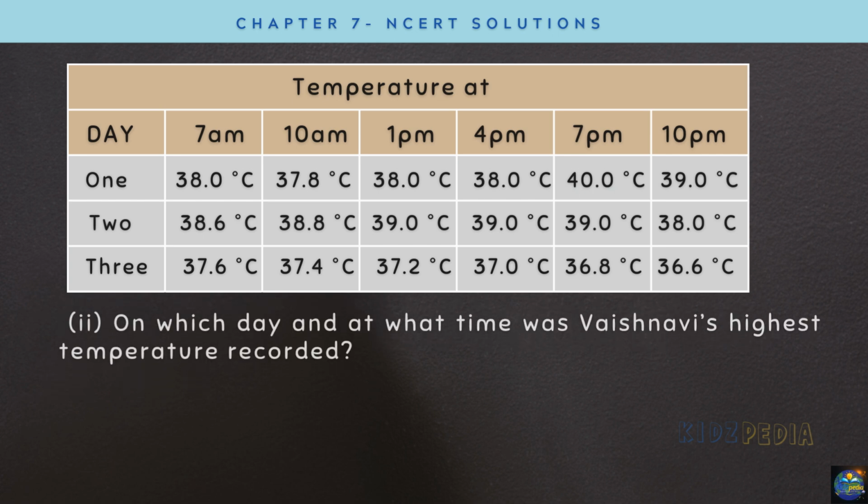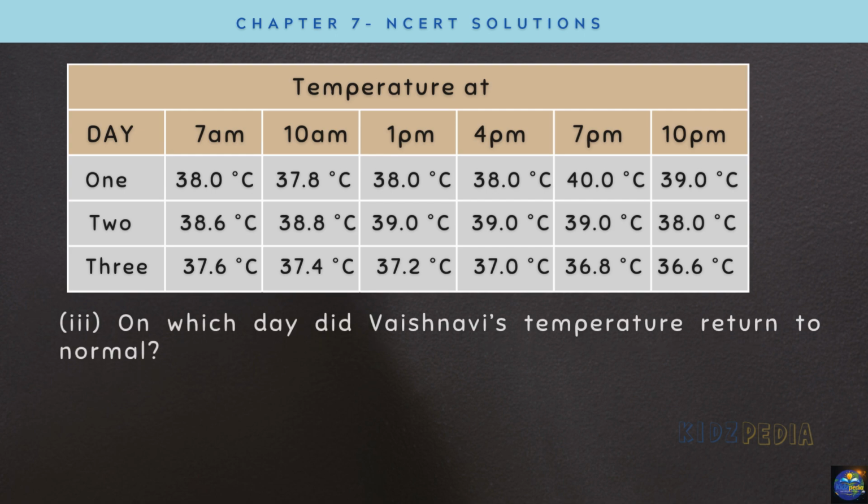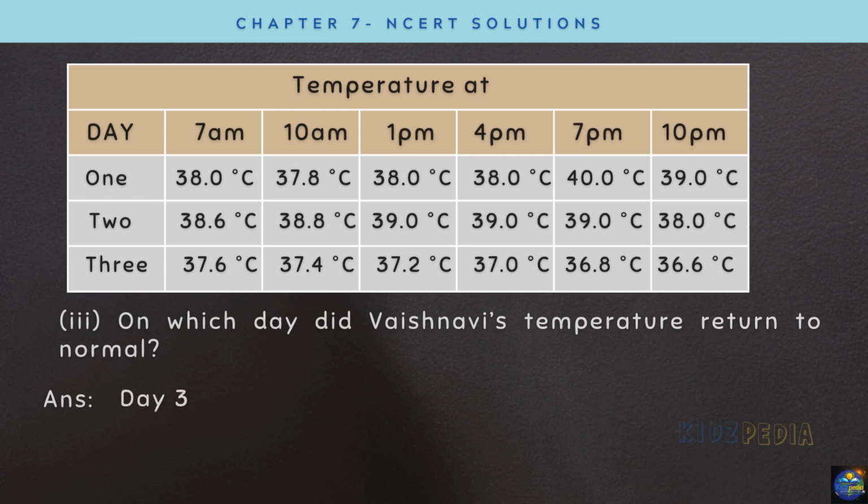Second question: on which day and at what time was Vaishnavi's highest temperature recorded? The highest recorded temperature is 40 degrees Celsius, which was recorded on day 1, 7 p.m. Then the third question: on which day did Vaishnavi's temperature return to normal? The normal temperature of a healthy human being is about 37 degrees Celsius. So Vaishnavi's temperature returned to normal on day 3.